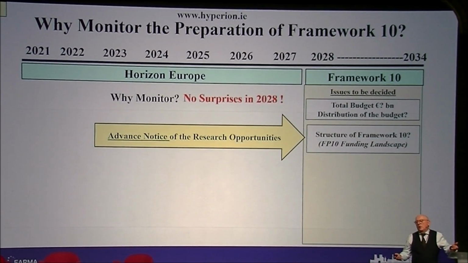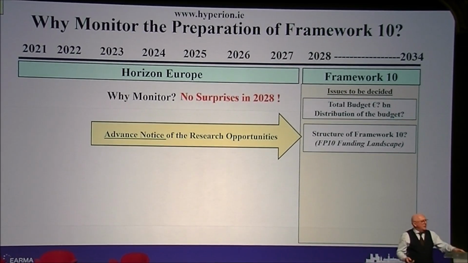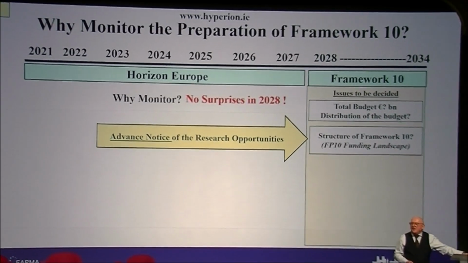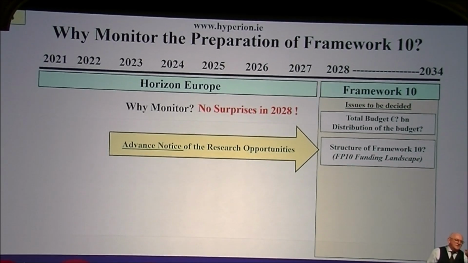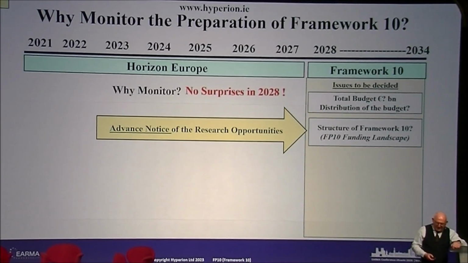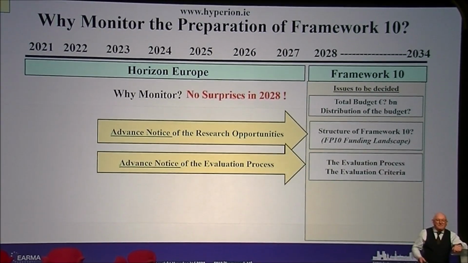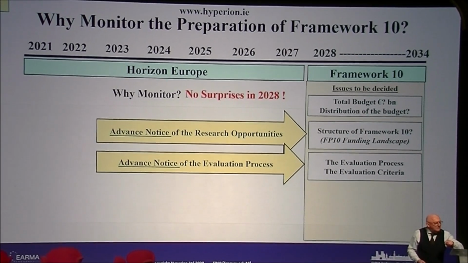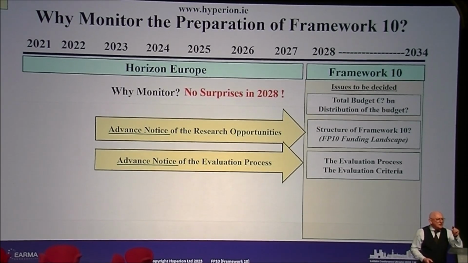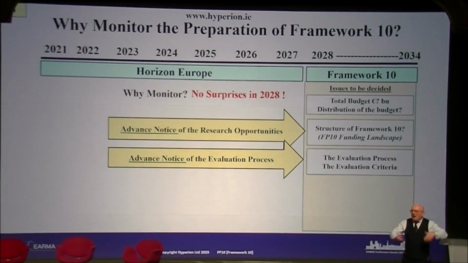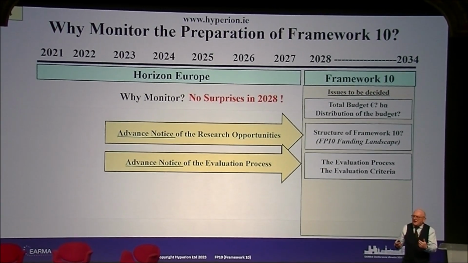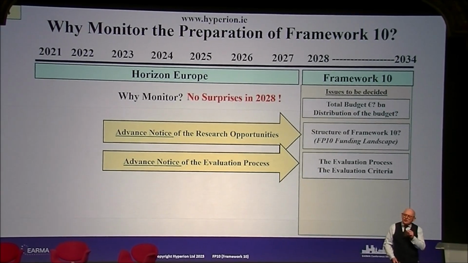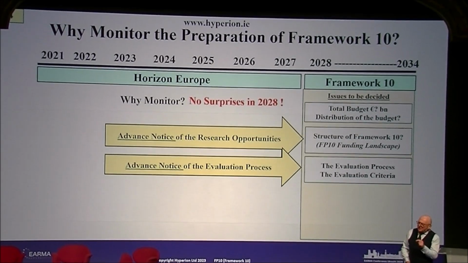Now, what kind of surprises? The first thing you need to know is what will the structure of Framework 10 be, the division with the pillars and so on. Everybody will be writing about this. But what I focus on, and you as a support should focus on, if this thing's working, is the evaluation criteria. Not the evaluation process, the evaluation criteria. So when the evaluation criteria come out, I go, boring. I know exactly where that comes from. So I want to show you what defines the evaluation criteria.